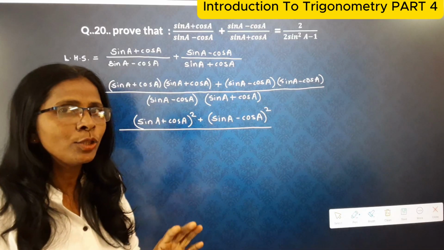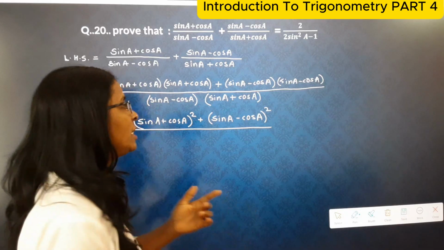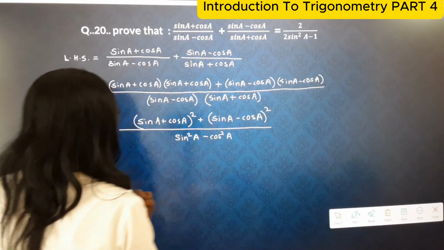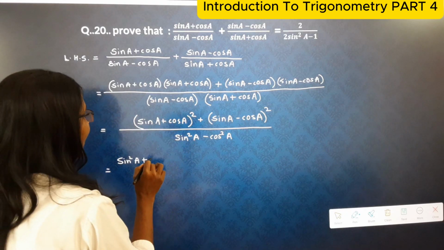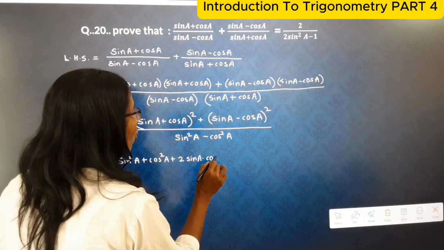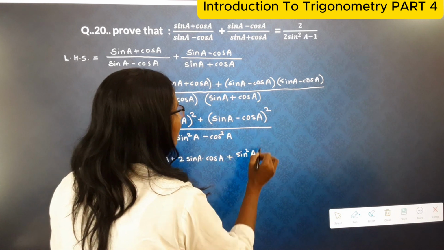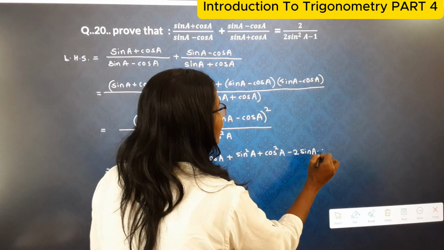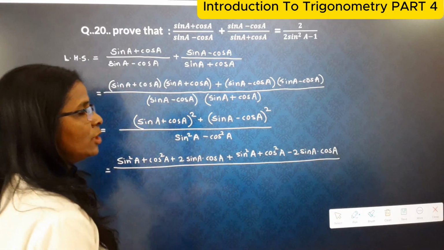That means the expansion formula A minus B in the first bracket, A plus B in the second bracket. So A square minus B square. That means the sin square A minus cos square A. So now here the expansion of these sin square A plus, here I write the cos square A plus 2 sin A multiply cos A. Then here students, that is the sin square A. Then here plus cos square A minus 2 sin A multiply cos A. So totally divided by here sin square A minus cos square A.